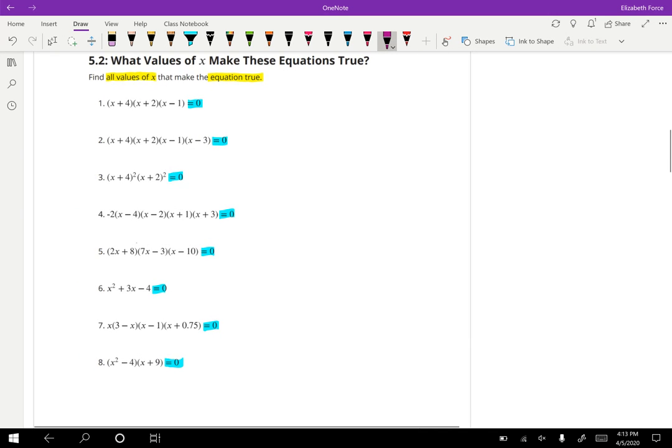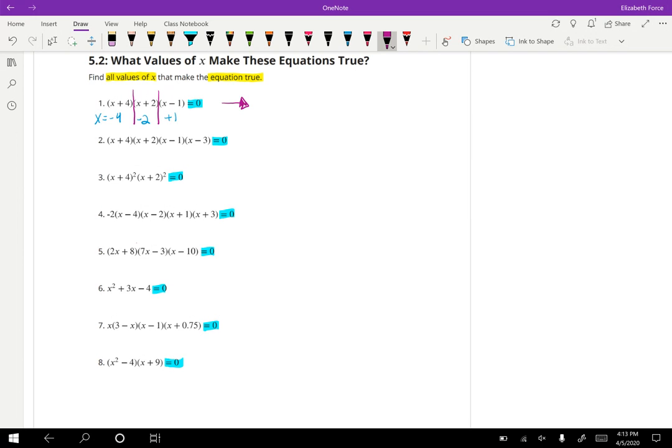So if we're looking at number 1, there are 3 factors to look at: x plus 4, x plus 2, and then x minus 1. So you just want to ask yourself, what makes each of these factors 0? So for the first one, you're going to get negative 4, because negative 4 plus 4 is going to give you 0. For this middle factor, negative 2 would give you a 0, and then positive 1.